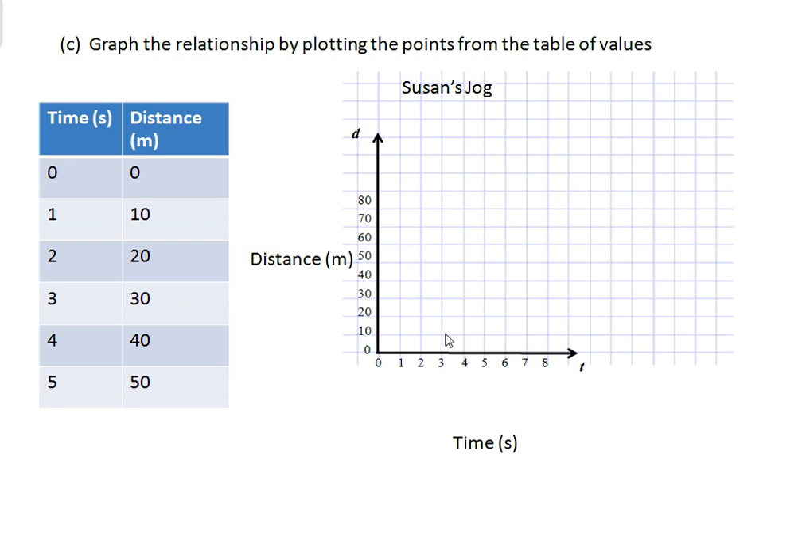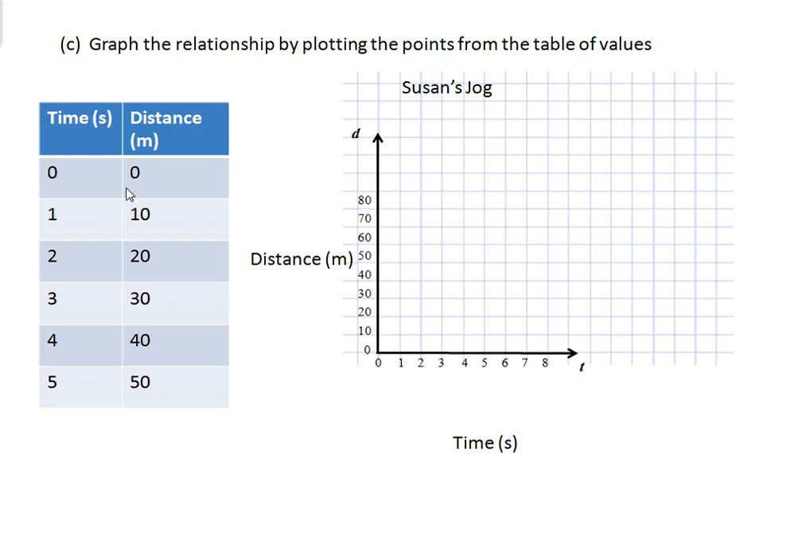Part C says graph the relationship by plotting the points from the table of values. Now that we've created this table of values, going back to last night's video, we know that we can plot these points very easily. Looking at the graph that has been set up here, we have our independent variable time on the horizontal axis and our dependent variable distance on the vertical axis. We've labeled the situation with a title, and we're ready to plot.